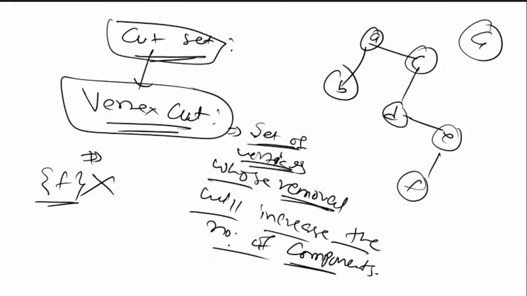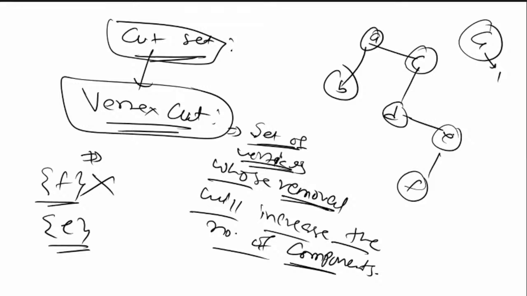This is the definition of vertex cut. So f is not a vertex cut. This set of vertex is not a vertex cut, because if you remove f, then right now you have one component. After removal of f, still you have one component. So that's why this is not a vertex cut. Let's see whether this e is a vertex cut or not.